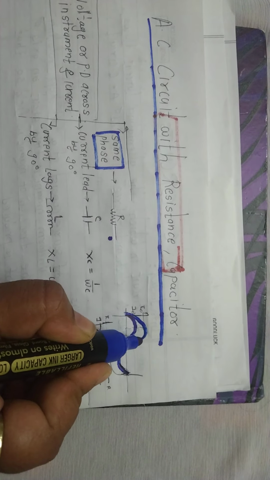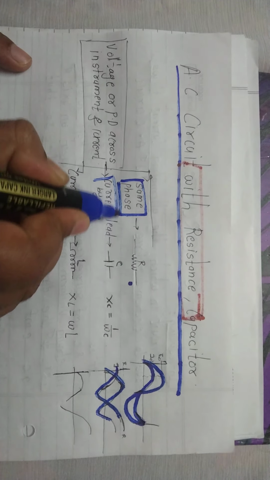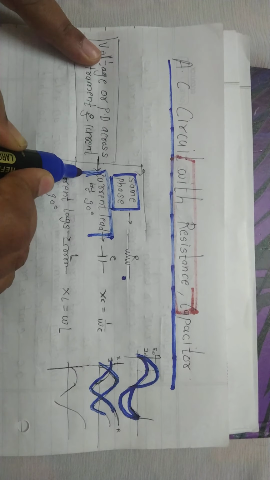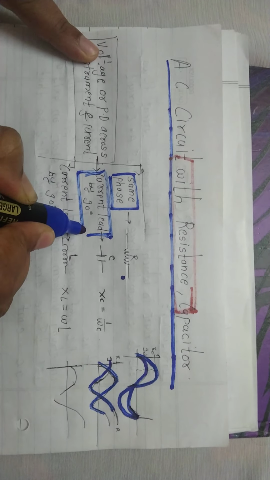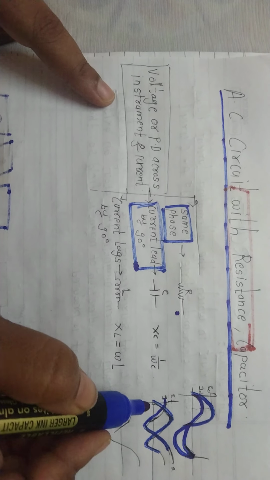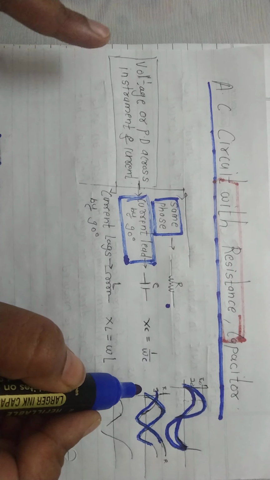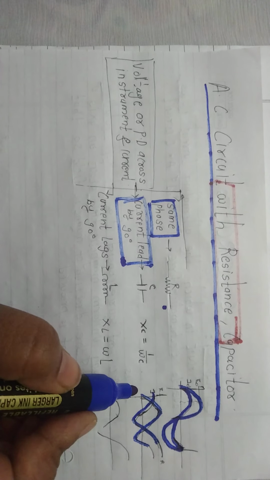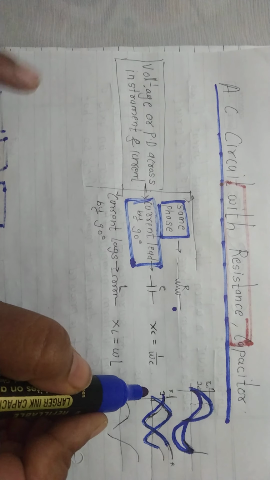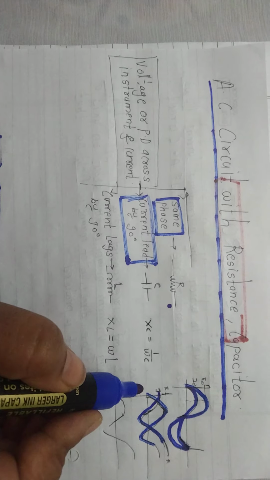Second is the AC circuit with a capacitor. We get this is the current and this is the EMF produced, and the waves are out of phase. So the current leads by 90 degrees in an AC circuit with a capacitor. It is also called CCL. CCL means capacitor, current leads by 90 degrees.